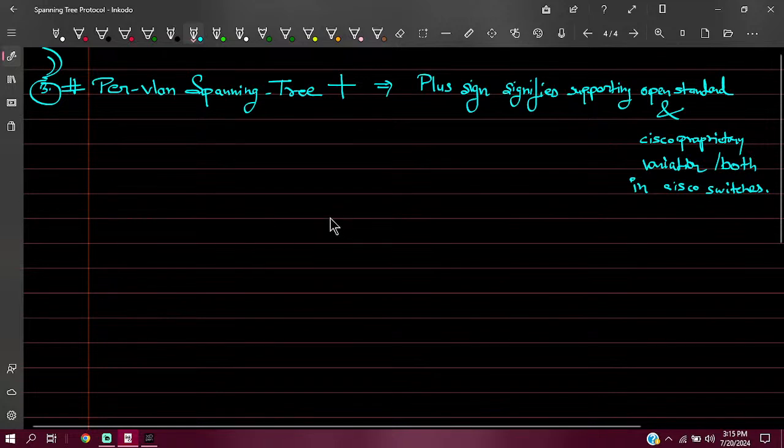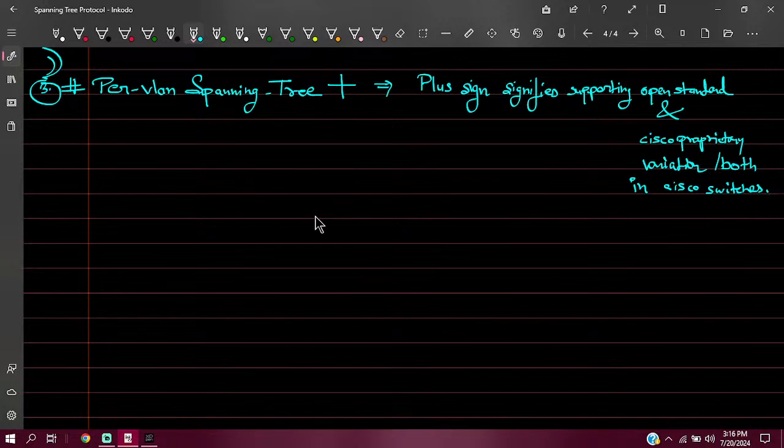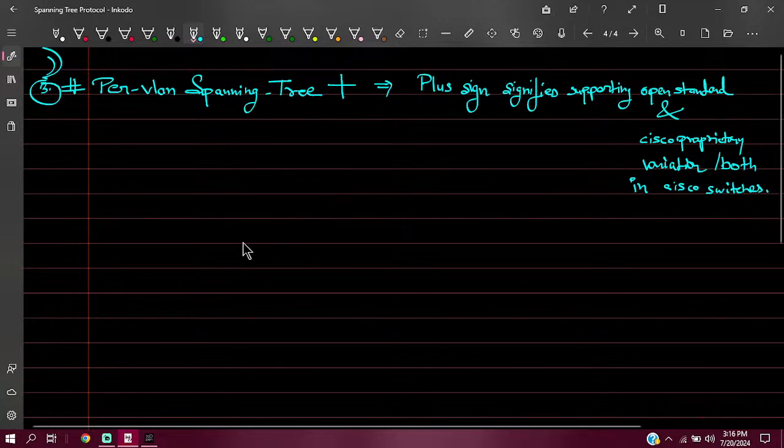Now, the major change that has come over to the per VLAN spanning tree from the common spanning tree is over to the bridge ID only. हम इसको सिर्फ bridge ID तक देखते हैं, उसके बाद we'll take a quick break of 2 minutes and then we'll just summarize the session and we'll move on to the wrap up part.